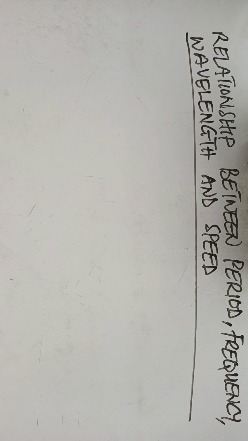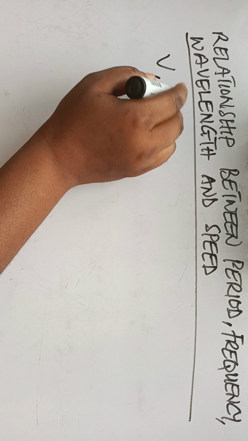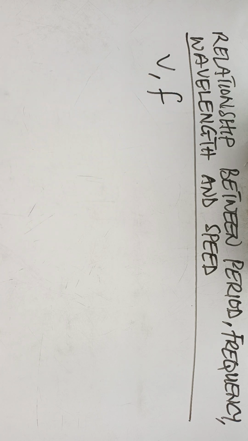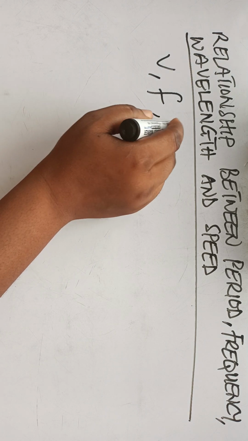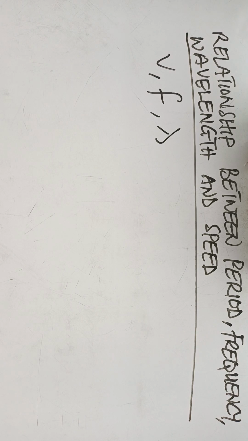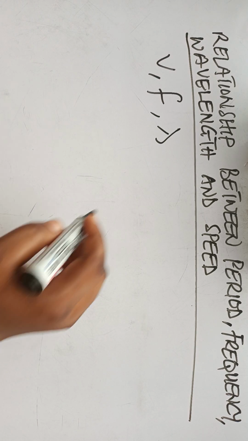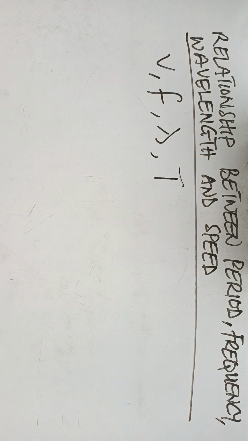So let's suppose a wave travels with a speed v, and a frequency of, say, f, and then this wave covers a distance of wavelength, say lambda, in a time interval of t.